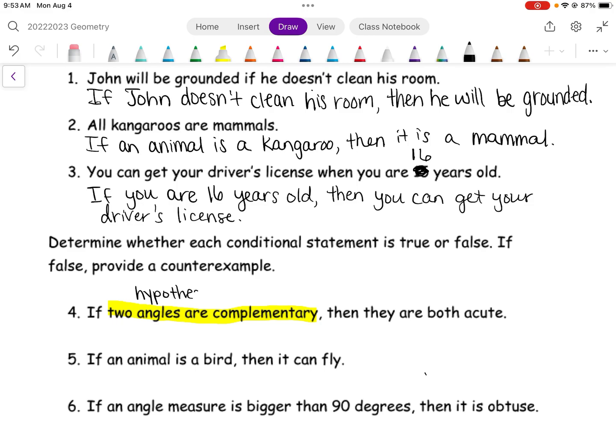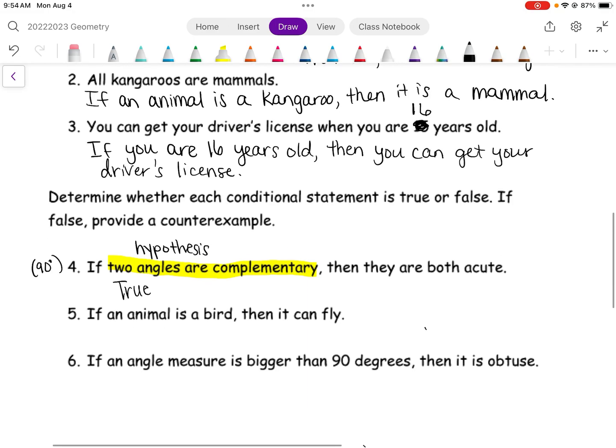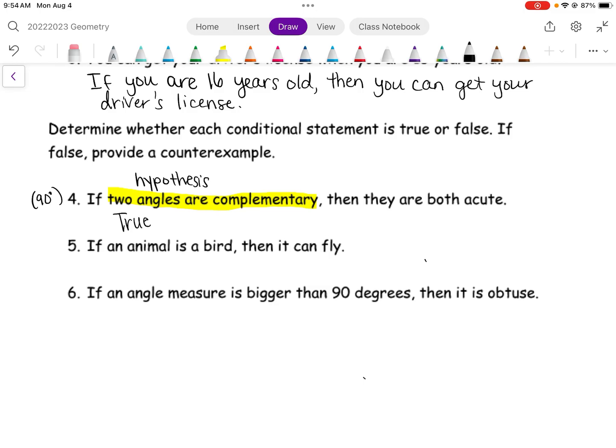I'm going to label that. Label that with me. Okay, so if I have two angles that are complementary, meaning they add to 90 degrees, do they both have to be acute, true or false? This is actually true. You could not come up with a counterexample for this one. If two angles add up to 90, then obviously they both have to be acute because acute angles are less than 90 degrees. So it can't exceed 90, they would both have to be acute. Okay, so if the hypothesis is true and the conclusion is true, then this is a true conditional. We cannot come up with a counterexample.